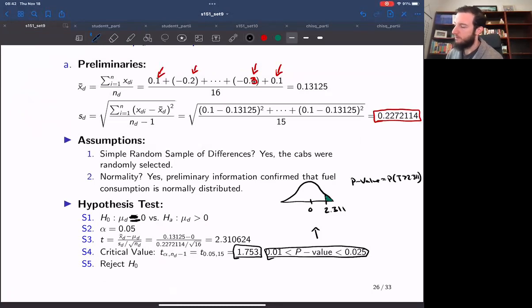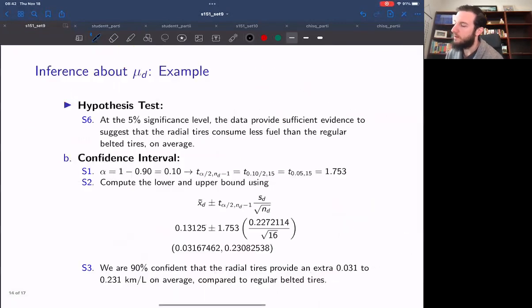So in this case, since the p-value, anything in this range for the p-value, is less than alpha, we can reject. And since our test statistic is greater than the critical value, we can also reject. So then on step 6, we can conclude that there's evidence that the radial tire is more fuel efficient than the belted tire on average, which means that it would be advised that you equip the cars with the radial tire. Even if they're more expensive, in the long run it would save money, right?